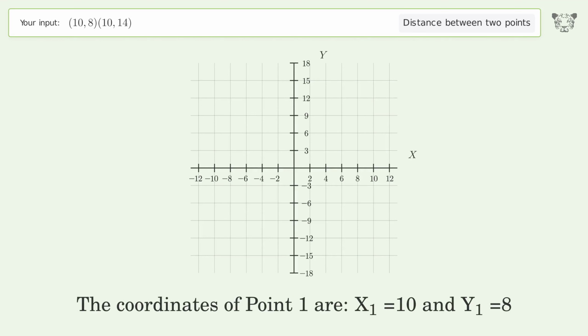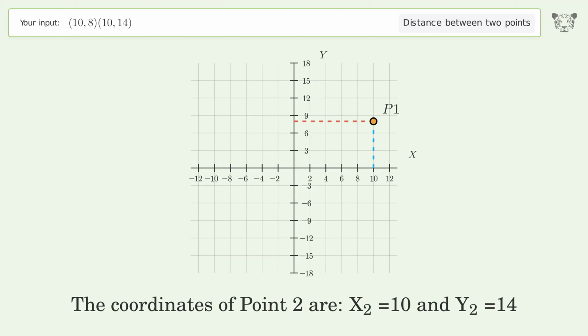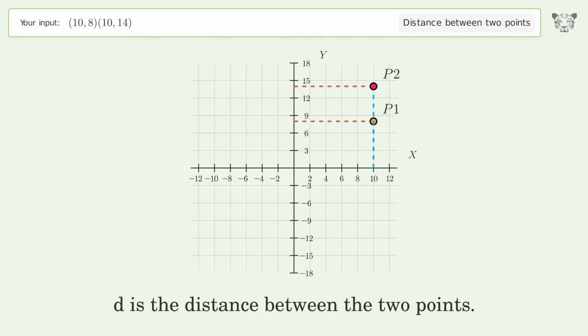The coordinates of point 1 are, x1 equals 10 and y1 equals 8. The coordinates of point 2 are, x2 equals 10 and y2 equals 14. D is the distance between the 2 points.